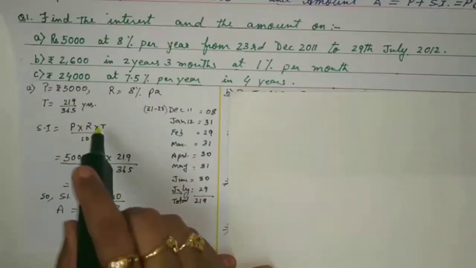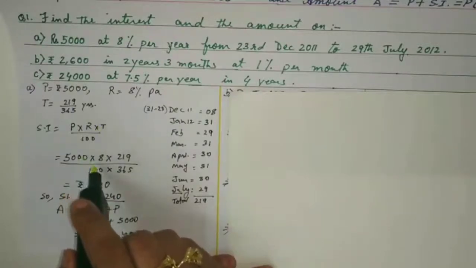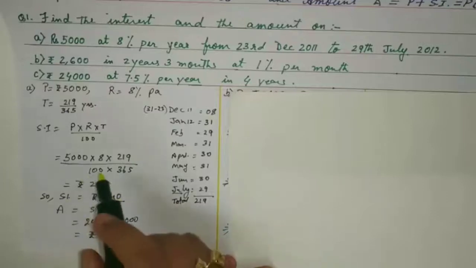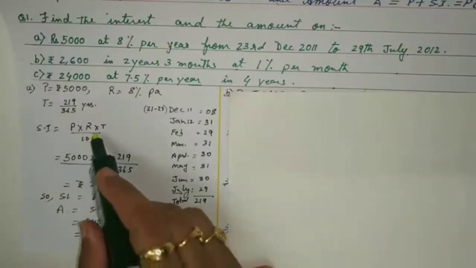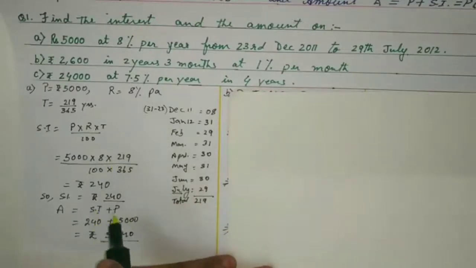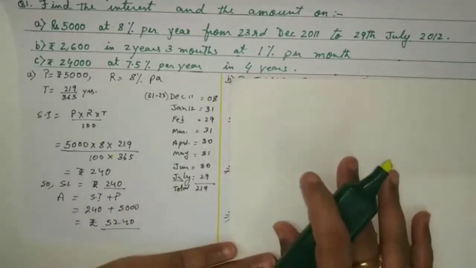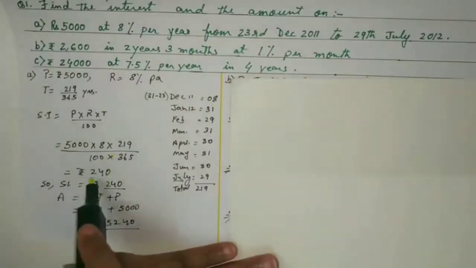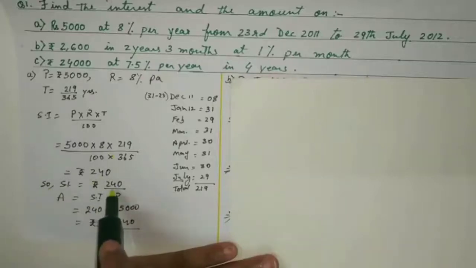If you do not write the formula, and straight away come to the substitution, you miss that 1 mark. So please get into the habit of writing it. Formula, substitution, and then cancellation, which I have not done. I have left it for you to do the rough work. Standard 8, I don't think you need so much spoon feeding as now. So cancel it in your rough and you will get rupees 240, which is the simple interest.